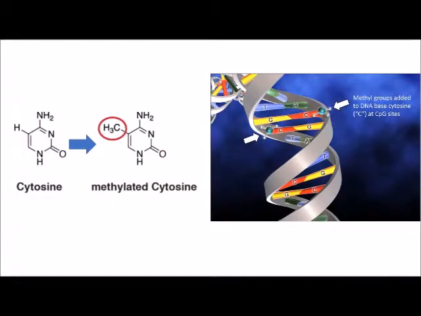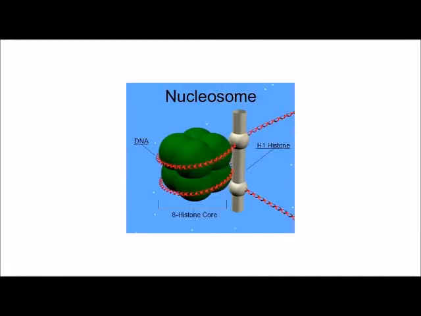Okay, DNA can be methylated. An example of this is a cytosine base can be methylated, as shown here. That changes the shape of the double helix in terms of recognition by proteins.